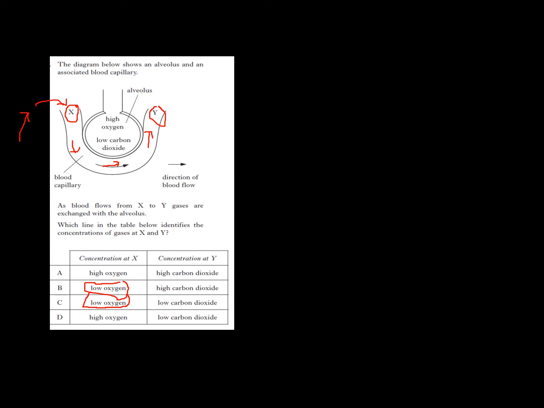So we're going to end up having a low concentration of carbon dioxide because our carbon dioxide is going to move from the high concentration as it's just being collected from the body cells to the low concentration in the lungs, and it's going to travel out the way. So the answer is going to be C.